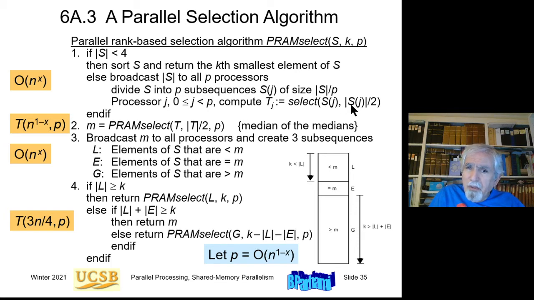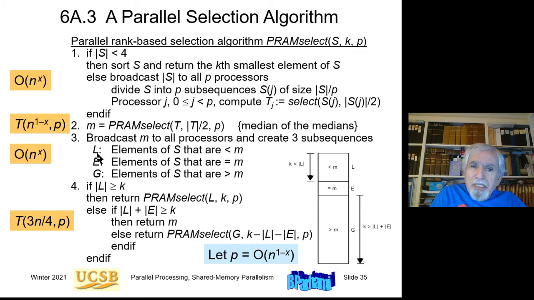Then once we have found all those medians by the processors, put them into list T. So processor j will put its element into Tj, the jth element of T. Then recursively use this algorithm on the smaller list T and find its median using the P processors that we have. So this is the median of the medians. The algorithm follows exactly the sequential strategy, except it's doing it in parallel.